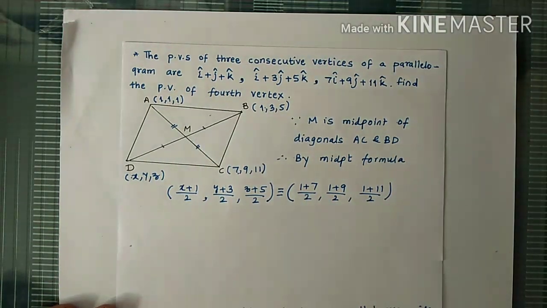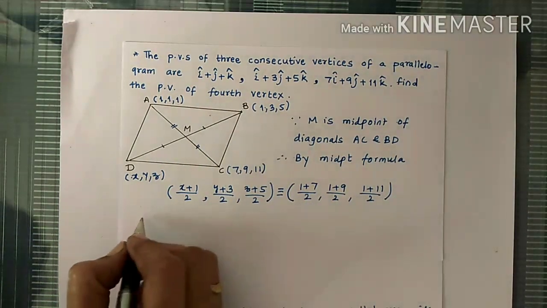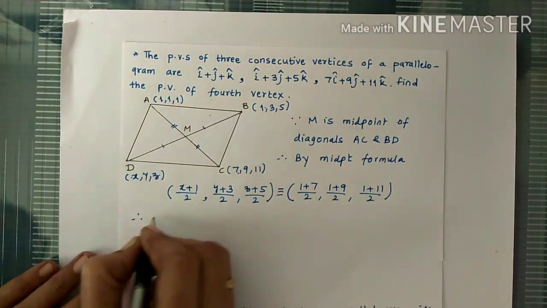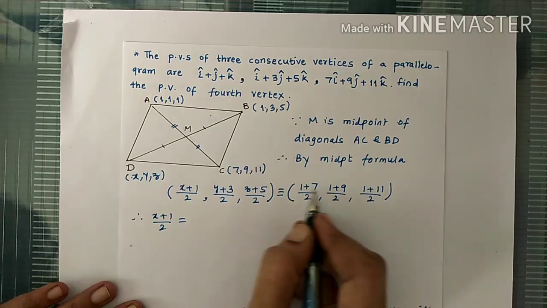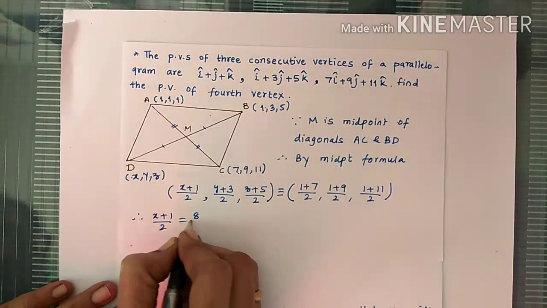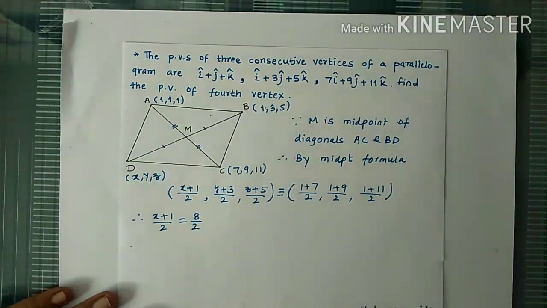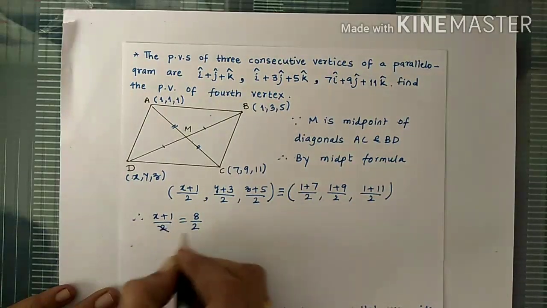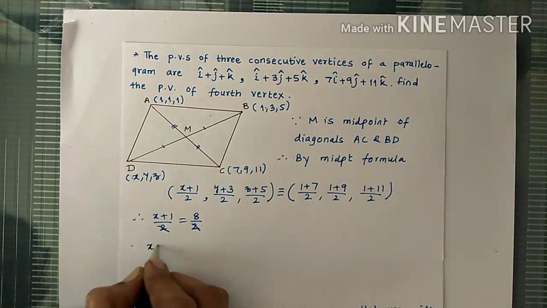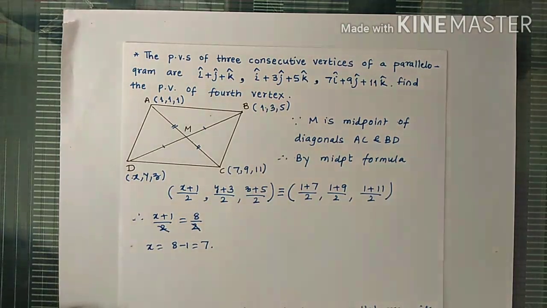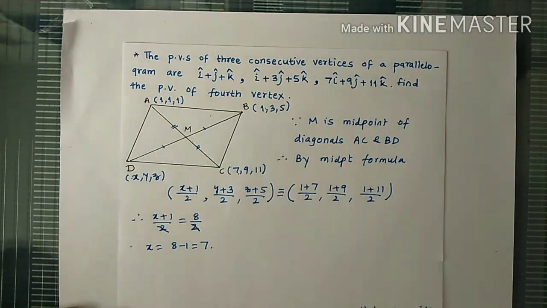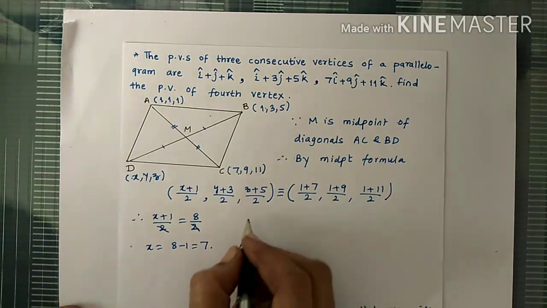Now to find x, y and z, let's equate x coordinates. Therefore, we have x plus 1 upon 2. X coordinate here is 8 upon 2. So without writing it as 4, I am writing it as 8 by 2 so that I can cancel this 2. So value of x will be 8 minus 1. So that is 7. So we have x coordinate of D as 7.